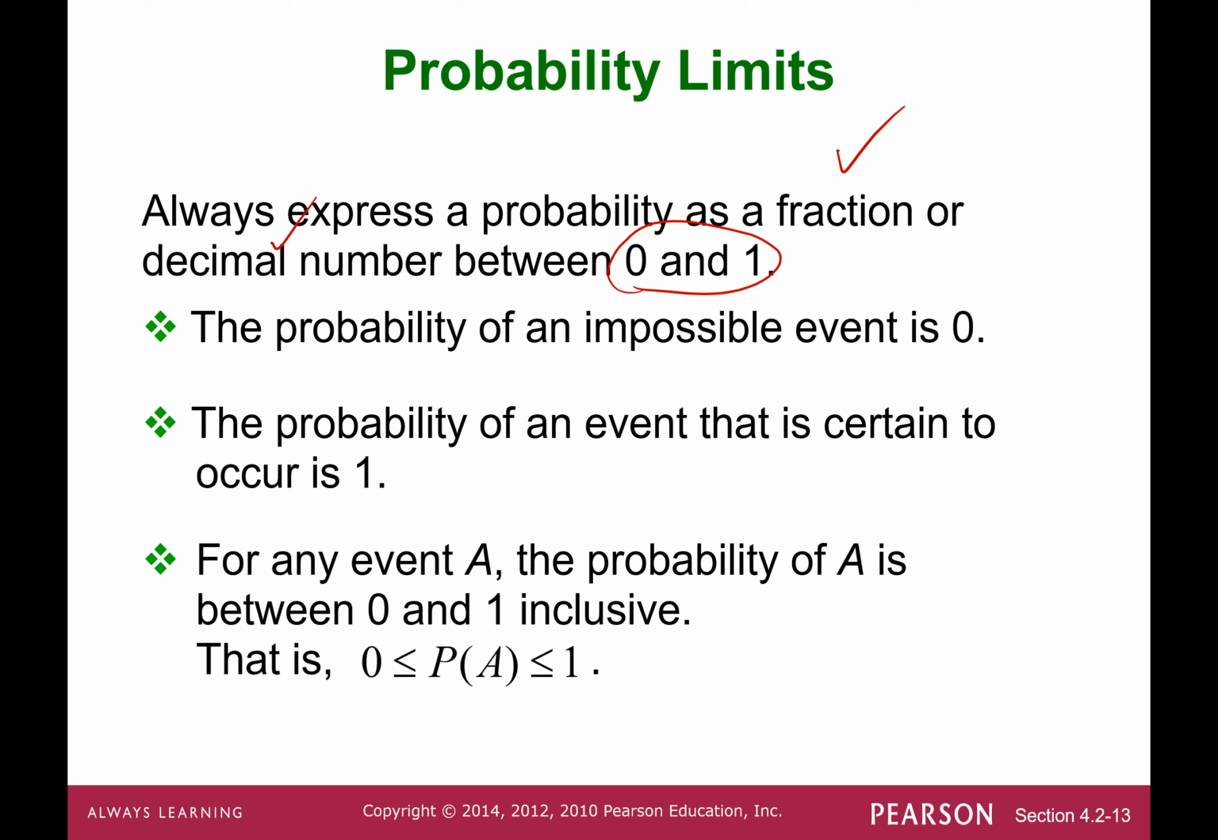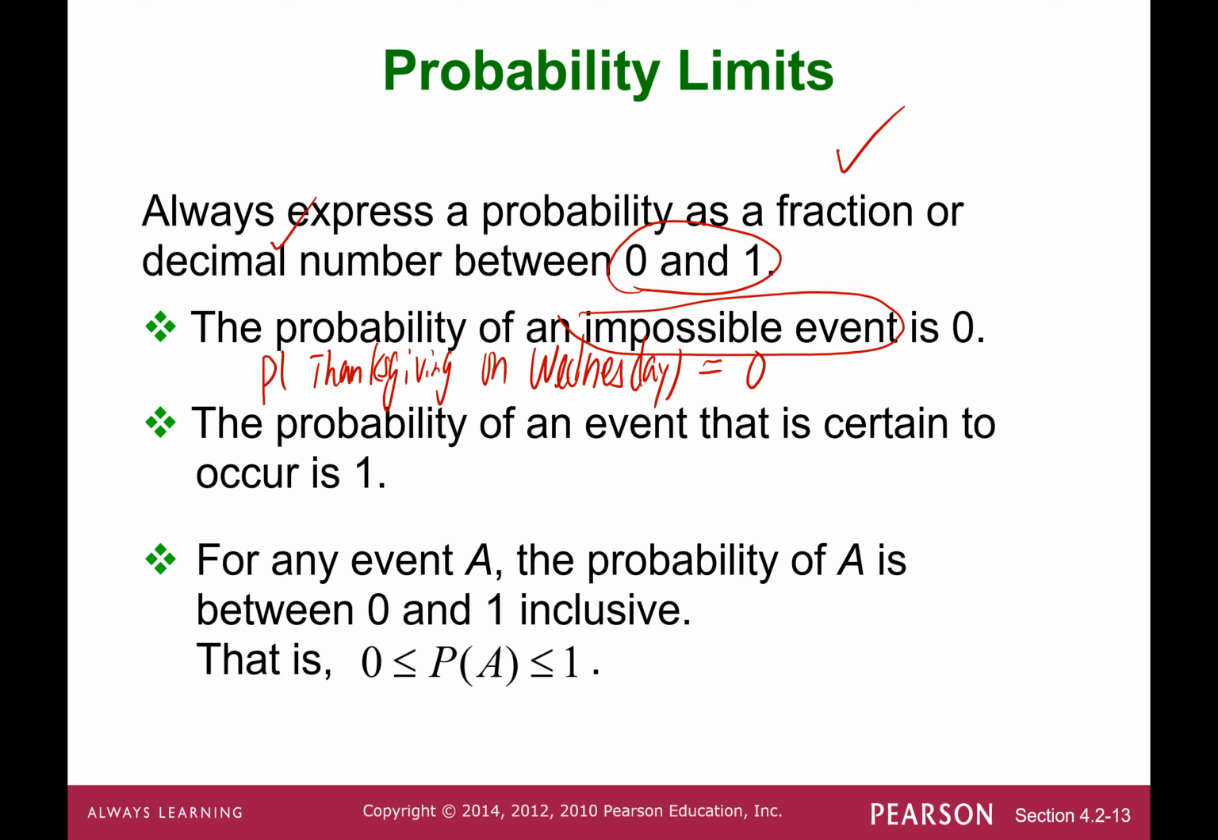So let me give you examples. Probability of Thanksgiving occurring on Wednesday. We know Thanksgiving never occurs on Wednesday, so this probability will be 0. So this is what we call an impossible event. Okay. The probability of a certain event is 1.